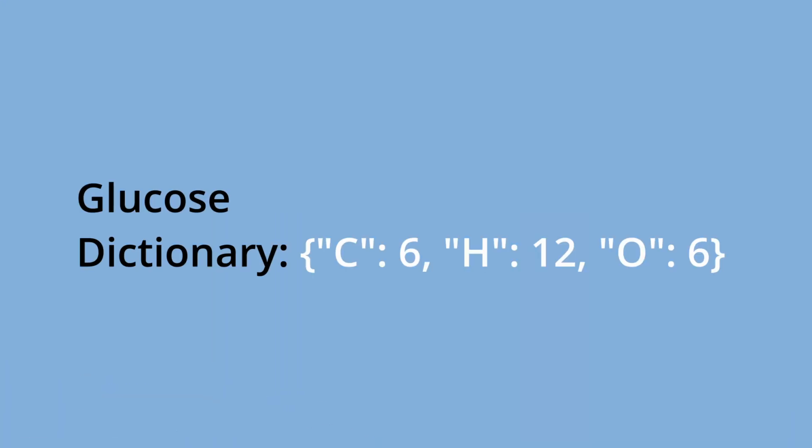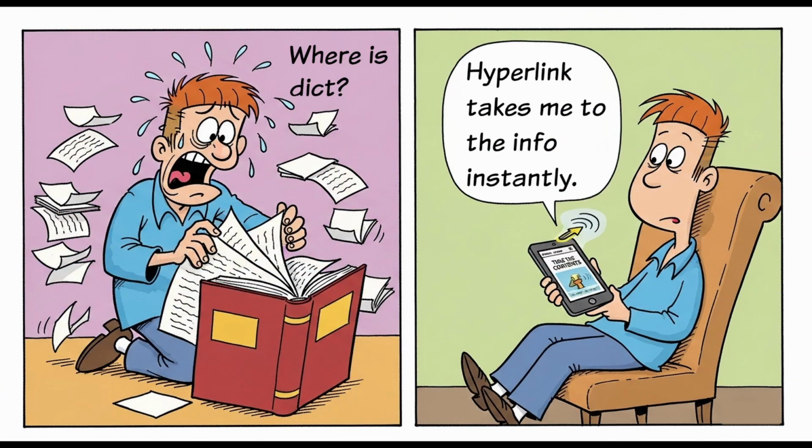With a dictionary, this reads exactly like the formula itself. C maps to 6, H to 12, O to 6. Much more human-friendly. There's also a performance win. Looking up data in a list is like flipping through a textbook page by page. Looking it up in a dictionary is like clicking a hyperlink from the table of contents.